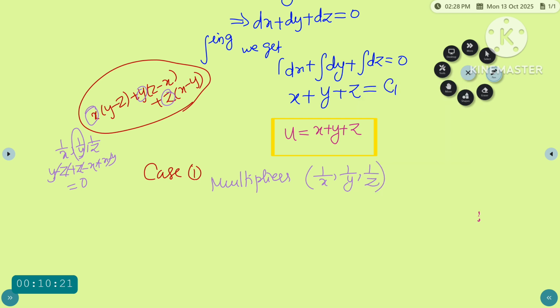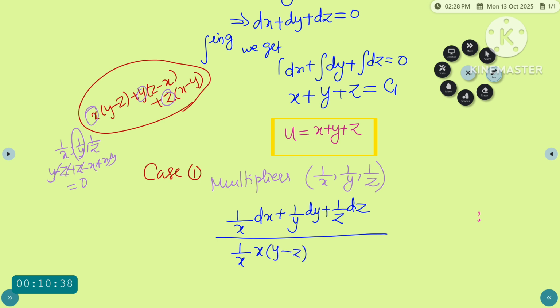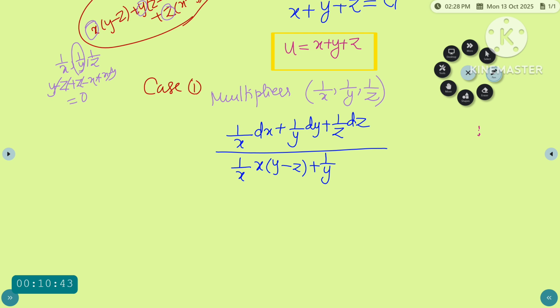Now, consider these multipliers. In the numerator, we have to multiply dx by 1 by x, dy by 1 by y, and dz by 1 by z. What about the denominator? 1 by x into, we already have x into y minus z. Then the multiplier is 1 by y, and the actual term is y into z minus x. Then for the third term, our multiplier is 1 by z, and our actual term is z into x minus y.